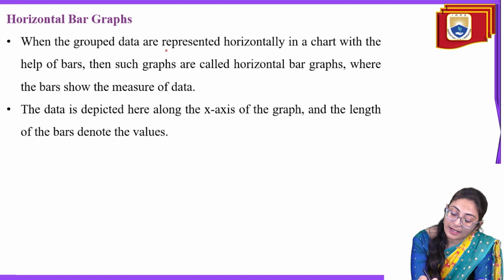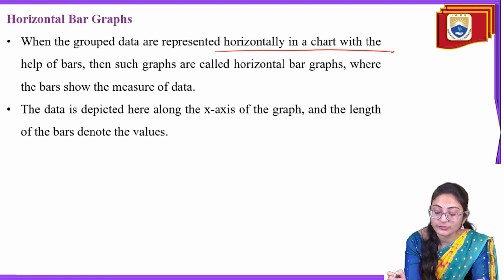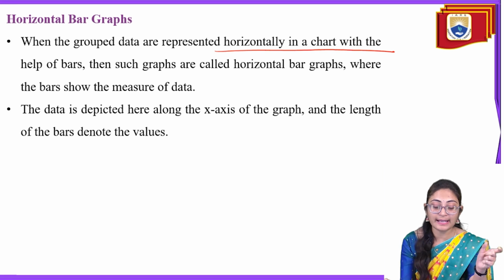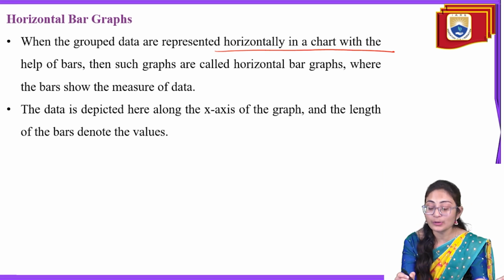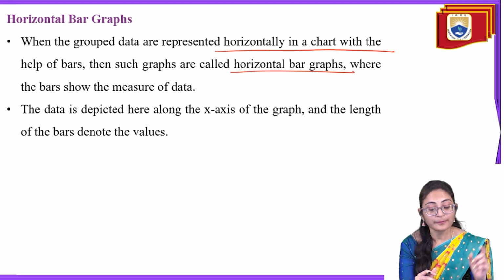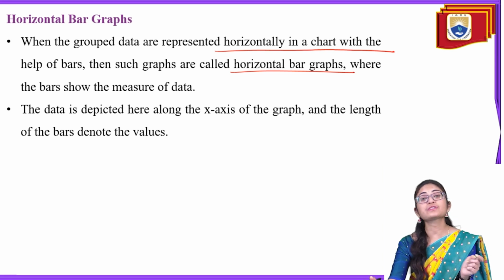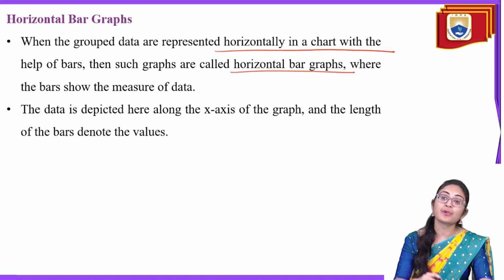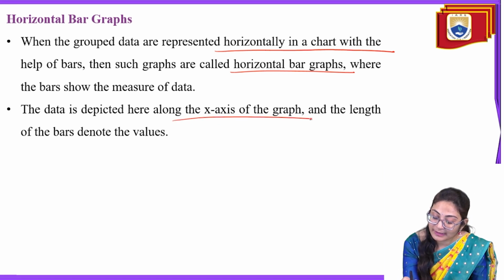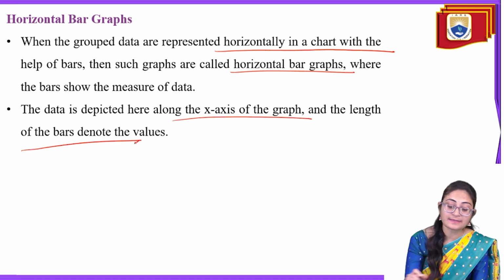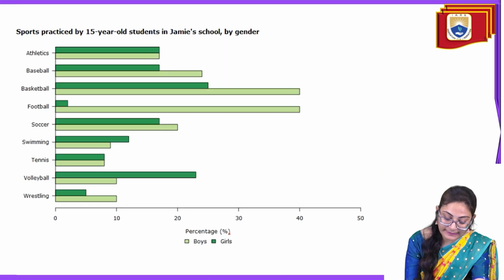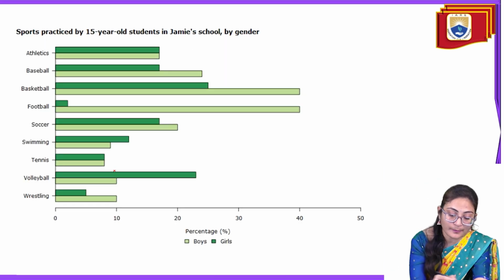When the group data are represented horizontally in a chart with the help of the bars, then these graphs are called a horizontal bar graph, where these bars show the measure of the data and the data is depicted here along the x-axis of the graph and the length of the bars denote the values. Now here you can see this is your horizontal bar graph.